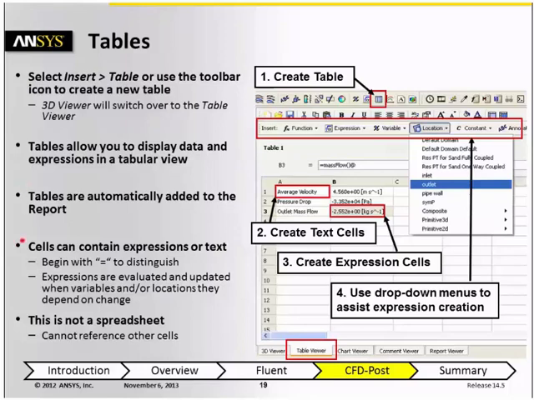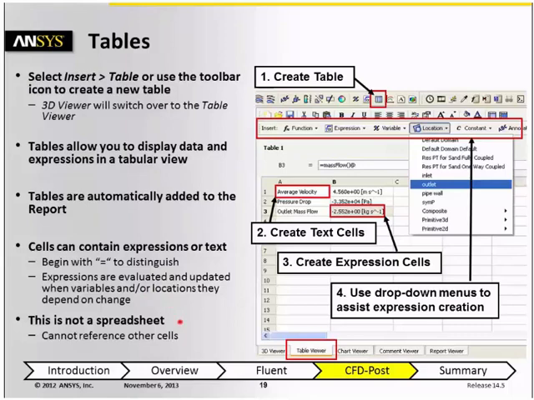Cells in the table can contain either text or expressions. When you're creating expressions, if you use the drop-down menus, like you see here, it can be easier because you don't have to worry so much about the syntax. An equal sign is used to distinguish between text and expressions, and the expressions are evaluated and updated when variables or locations that they depend on are changed.